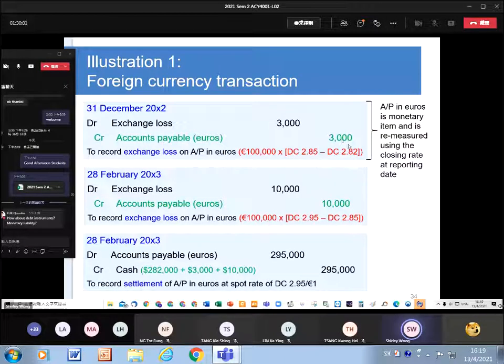So this will be the settlement of the accounts payable. So see if you have any questions on how to prepare this entry.